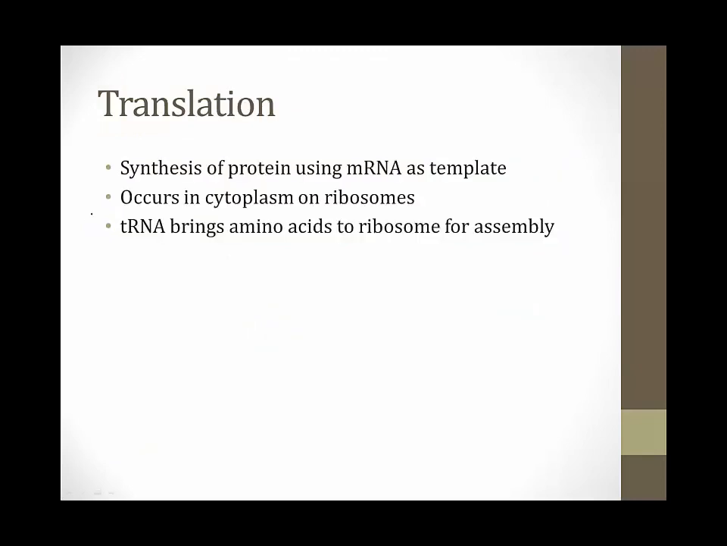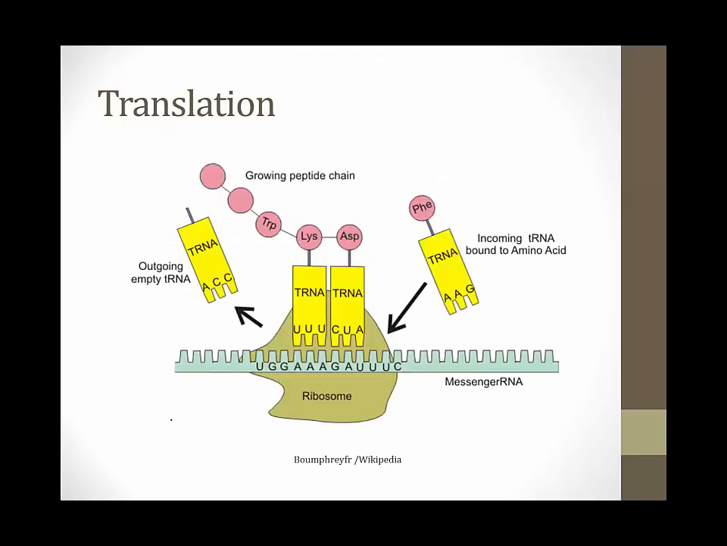So translation is the process of synthesizing a protein using mRNA as a template. It occurs in the cytoplasm on ribosomes, and the way it works is that tRNA molecules bring in amino acids to the ribosomes for assembly into proteins. We're going to get into the details of translation in this video, but first I just want to give you the big picture. So shown on the screen is a molecule of messenger RNA.